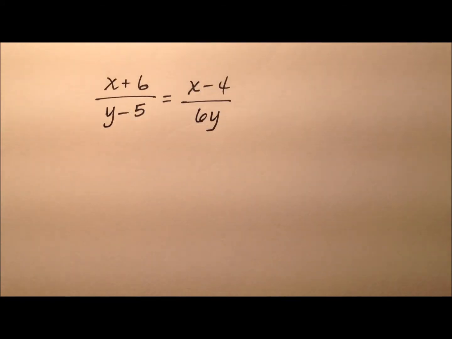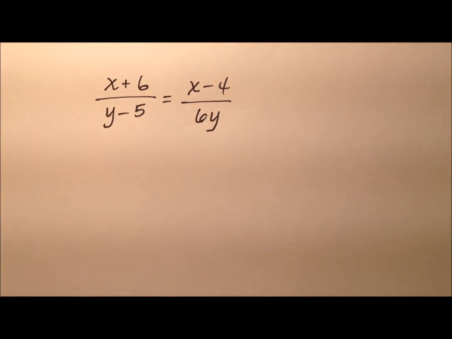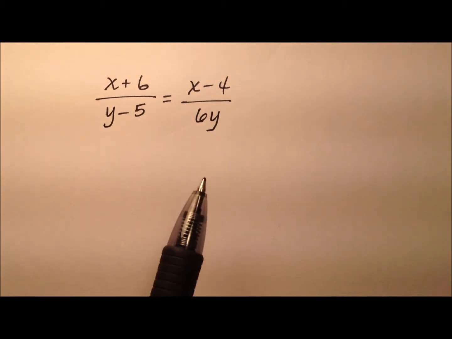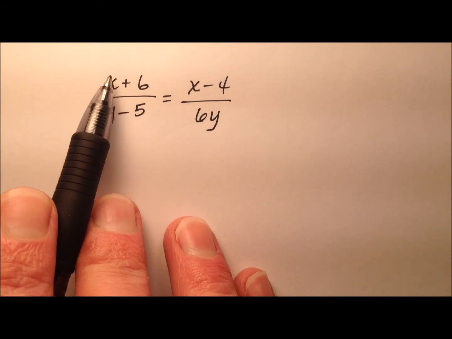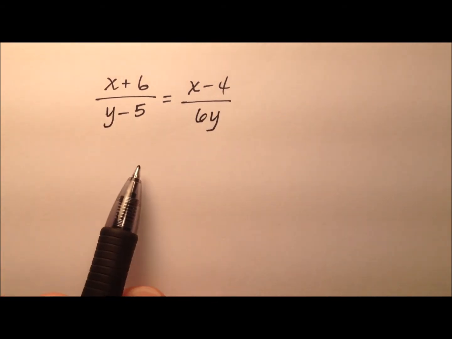In this example, we have ourselves a nice proportion. We have this fraction equaling this fraction. We're going to work this twice. The first time we're going to solve for x, and the second time we're going to solve for y. And we're just going to take a look at the relationship between those two variables and kind of the process. So because we have a nice proportion, we will do cross products and we'll set them equal to each other.